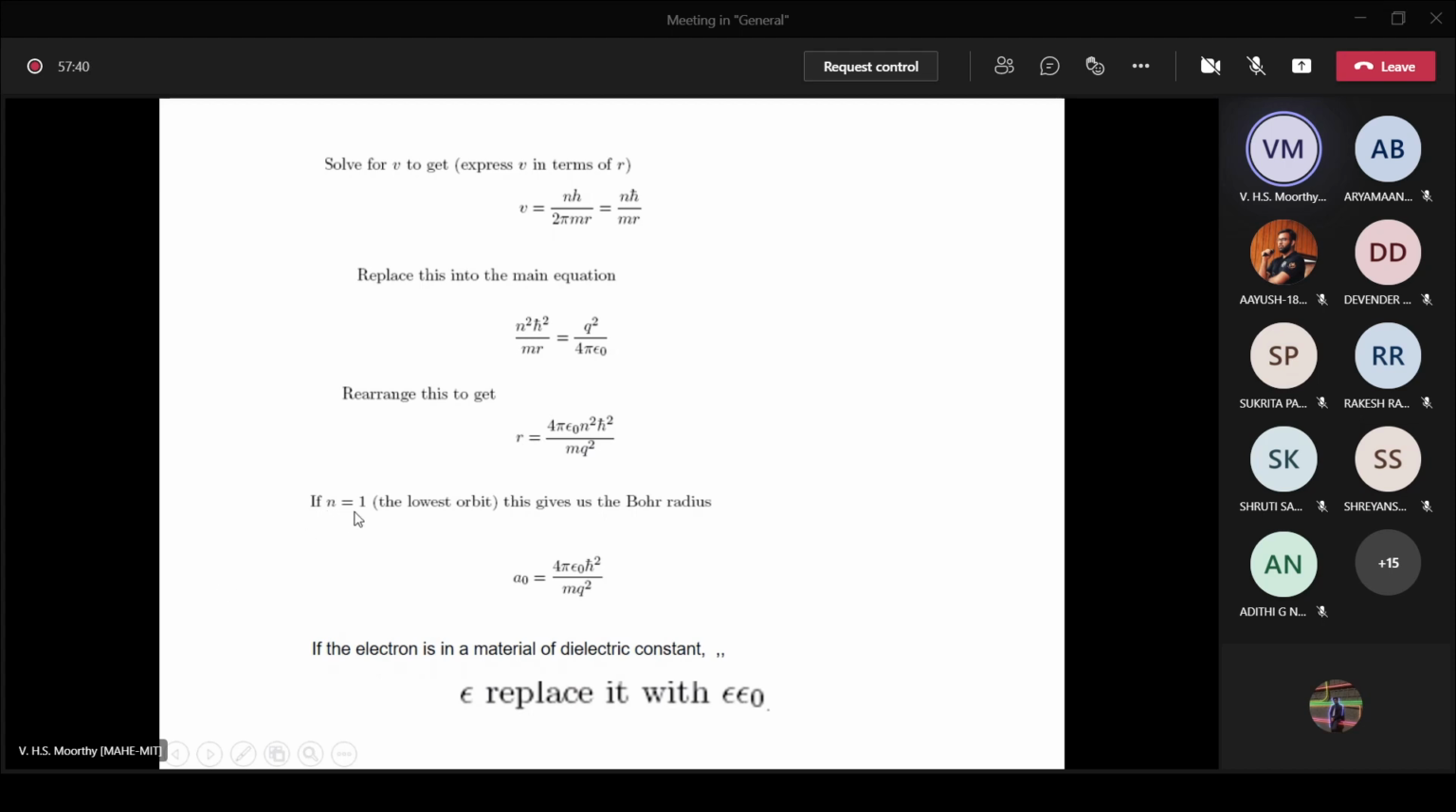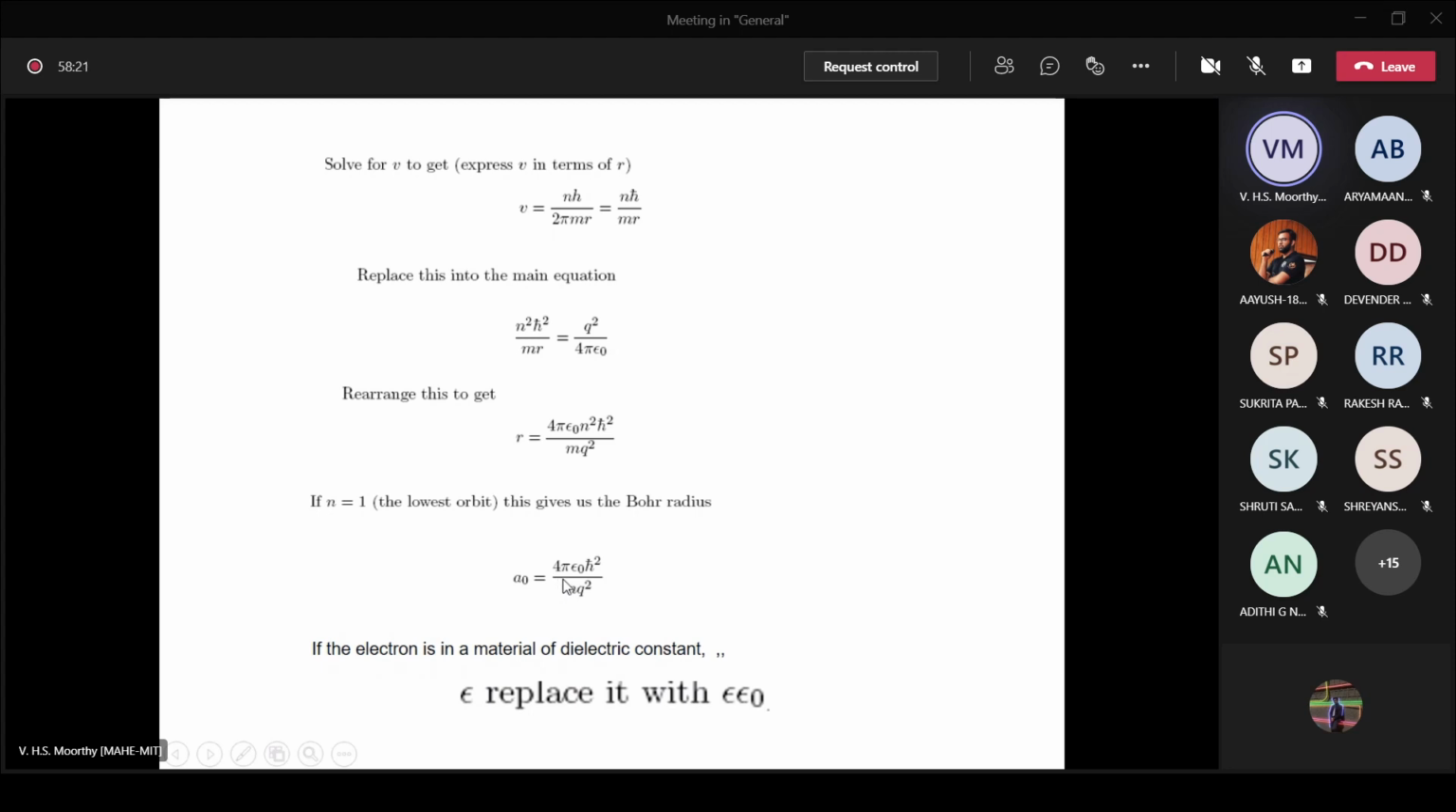So if we put n equal to 1, then r equals a0, where a0 equals 4 pi epsilon 0 h cross square by m q square, which is called the Bohr radius. The first orbital radius in the hydrogen atom is given by a0 equals 4 pi epsilon 0 h cross square by m q square. This is the most important parameter for many things. It is for the hydrogen atom, first orbital, 1s orbital.